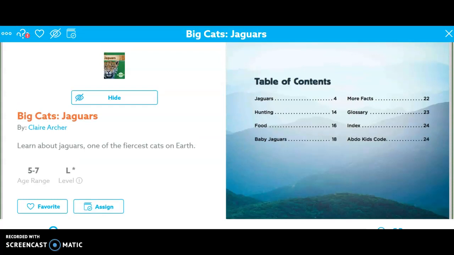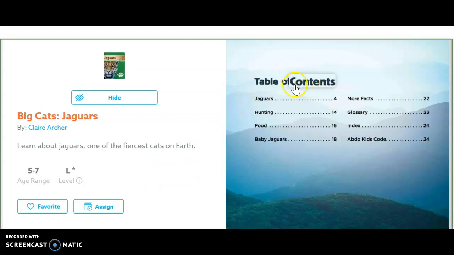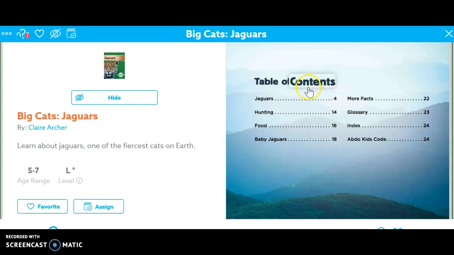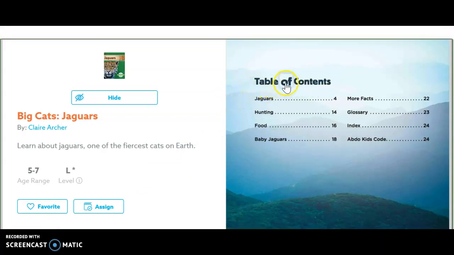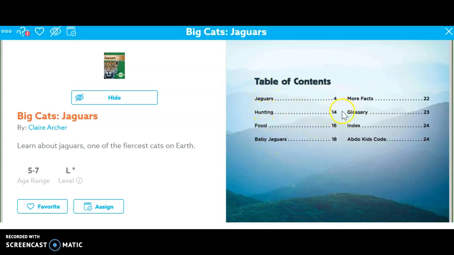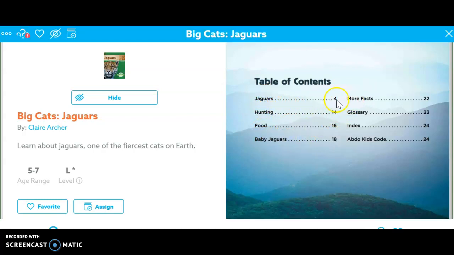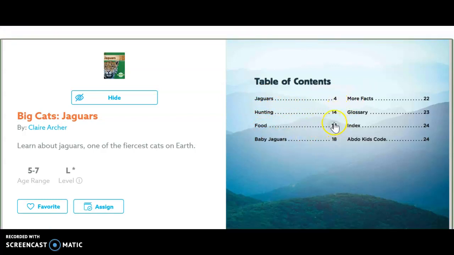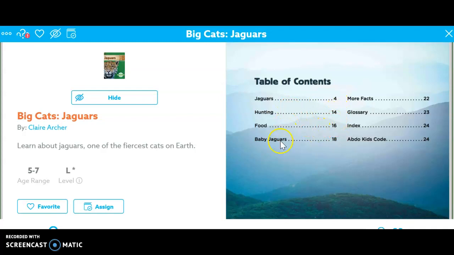So if we remember our genre types, guys, we know that the genre of this book must be nonfiction because the first thing we see is a table of contents. And remember, the table of contents shows us what page each topic is on if we want to go straight to a topic to read about in this book. It tells us what page each topic is on.